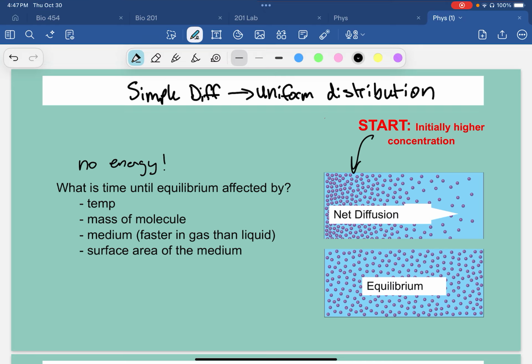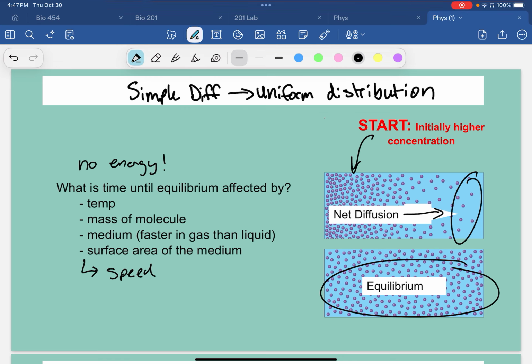So we're going to start at a high concentration and it's going to diffuse down to the space where there's not much over here. And once it diffuses, it'll look like this, where it's in equilibrium. And these factors all affect the speed at which it reaches equilibrium.